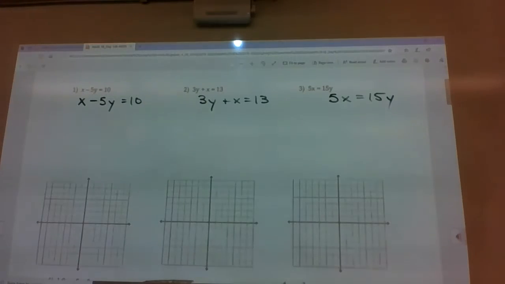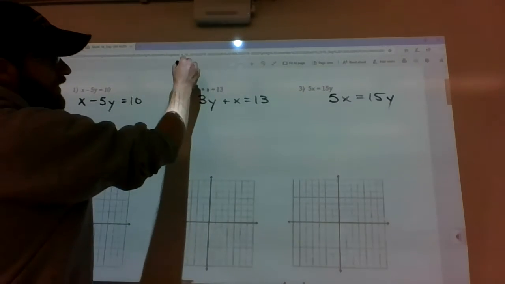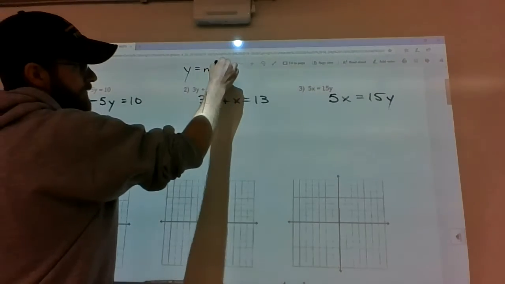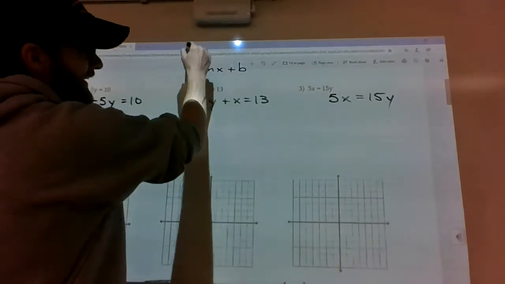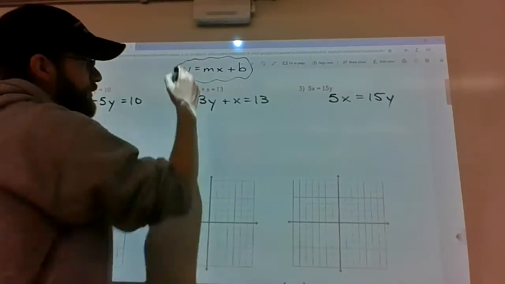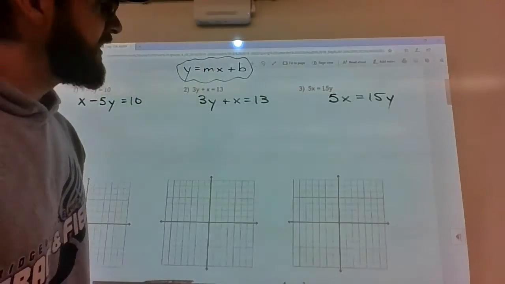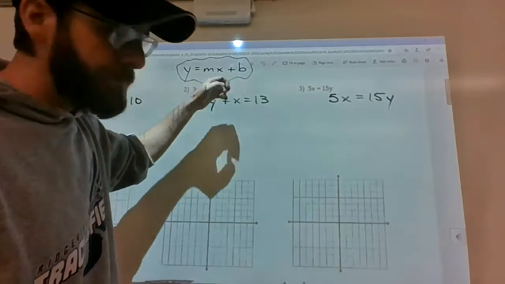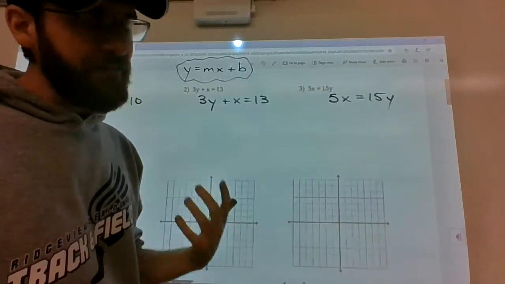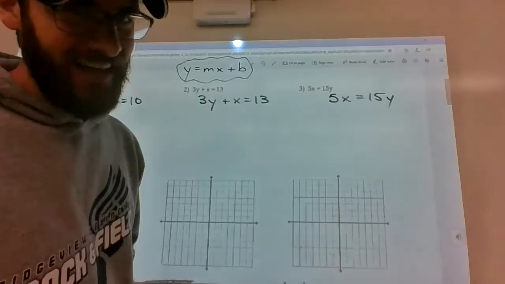So number one, the template we need for graphing equations is the y equals mx plus b template. So as long as we get y by itself, make sure that mx is separate from the plus b, we got enough information to plot the points and connect the dots.